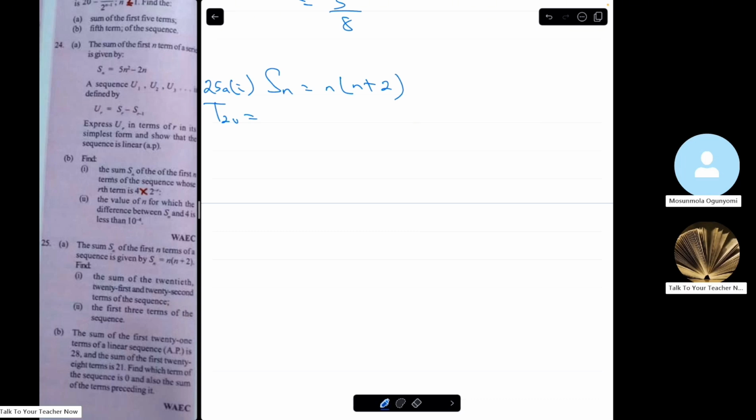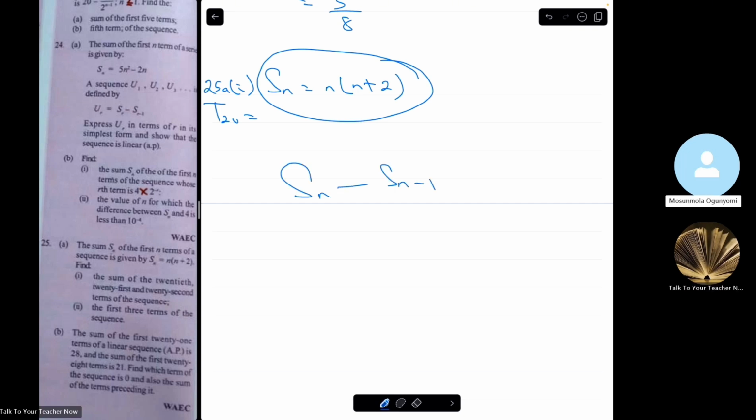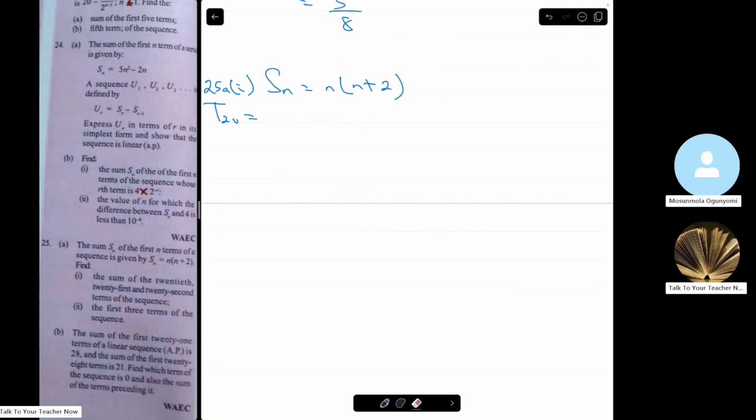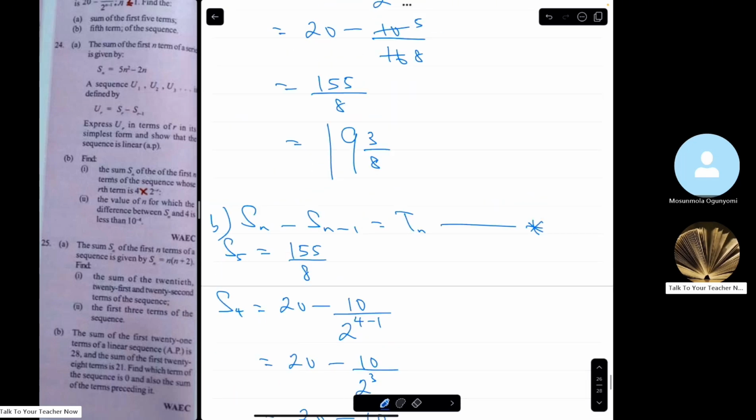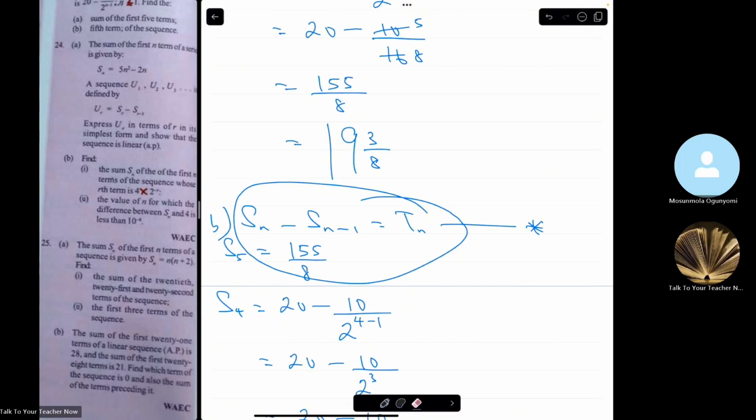Did they tell you whether it was a linear or an exponential sequence? They just gave you the formula for the sum of its first n terms, so you cannot use that. If you have the sum of n terms, the formula you can use to find an nth term is Sn minus Sn minus 1. We don't know whether it's a linear or an exponential sequence, so we can't use a plus 19D. If you say a plus 19D, then you're saying it's a linear sequence. So we're going to use this formula.